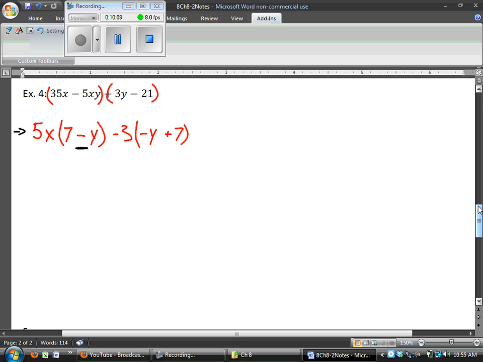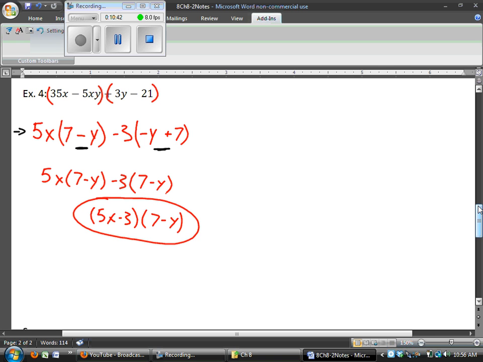Okay? Now, if I take a look at the parentheses again, and you think about this just a minute, this can be rewritten as 5x times 7 minus y, negative 3 times, now this can be rewritten, since it's addition, as 7 minus y, positive 7 and negative y. Now my parentheses match up, and my final answer can be 5x minus 3 times 7 minus y. Okay?